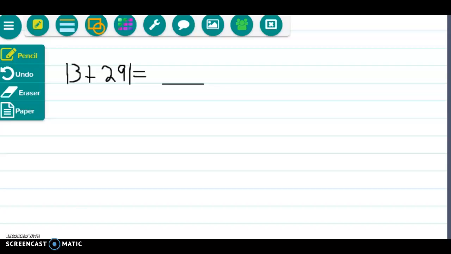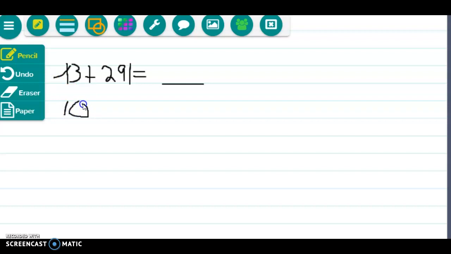Okay, let's see if we came up with the same answer. Again, our problem is 13 plus 291. For this problem, I am actually going to use decomposition to solve this problem. I'm going to start off with my 10 over here. I'm crossing it out so that I remember that I already used it.